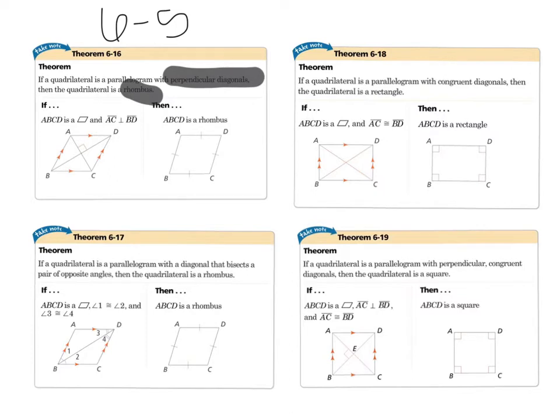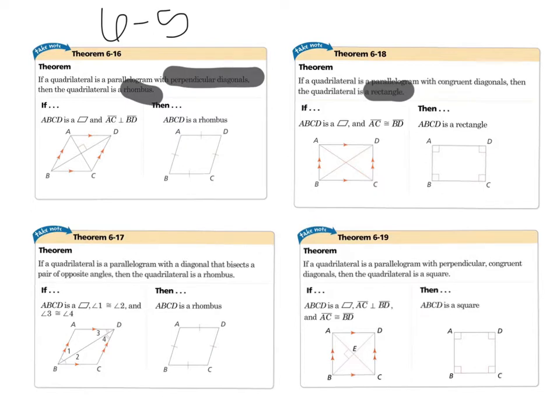Your next one is 6-18, and this says if a quadrilateral is a parallelogram with congruent diagonals, then the quadrilateral is a rectangle. This theorem 6-18 is the converse of theorem 6-15 from the previous lesson. Remember that these two theorems can be stated as the biconditional: a parallelogram is a rectangle if and only if its diagonals are congruent.